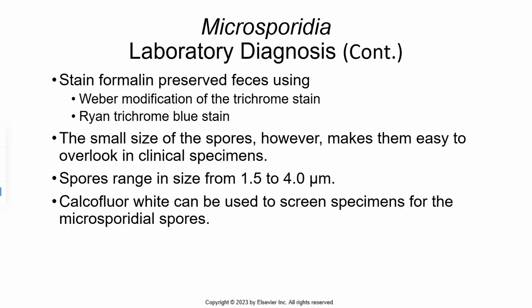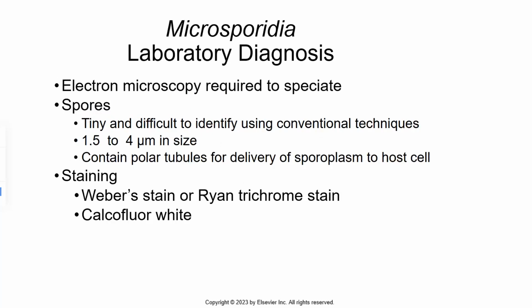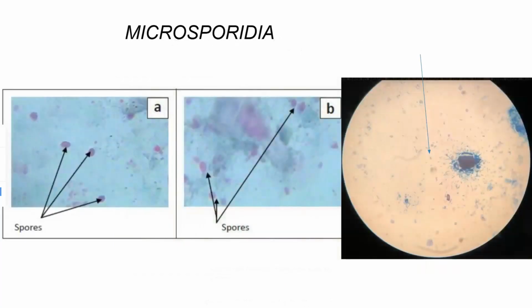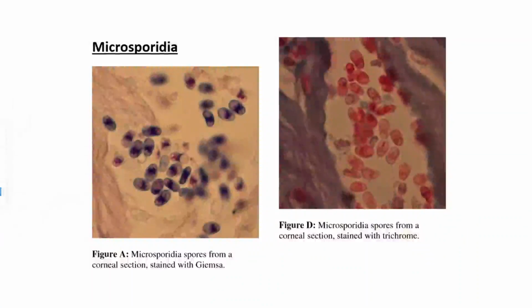Spores range in size from 1.5 to 4 micrometers. Calcofluor white can be used to screen specimens for microsporidial spores. And then here's how tiny those spores are. And here's other images of the spores. And here you can see them blown up quite a bit.